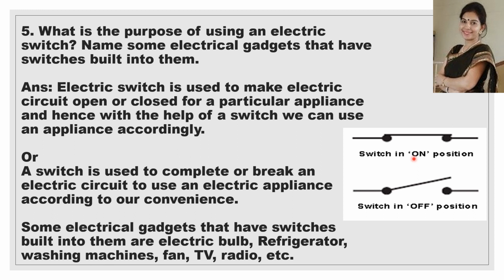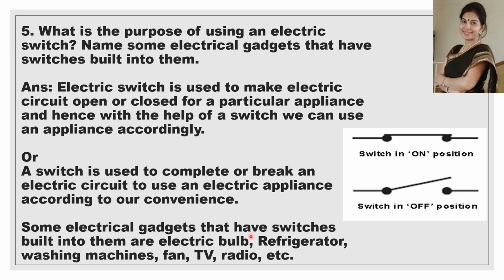It is a closed circuit, and we know that current can only flow in a closed circuit. This is the off position, or there is a break in the circuit, or the circuit is open. So this is the off position, or the circuit is open, or the circuit has a break, and this is the on position, or the circuit is closed, so the current will flow.